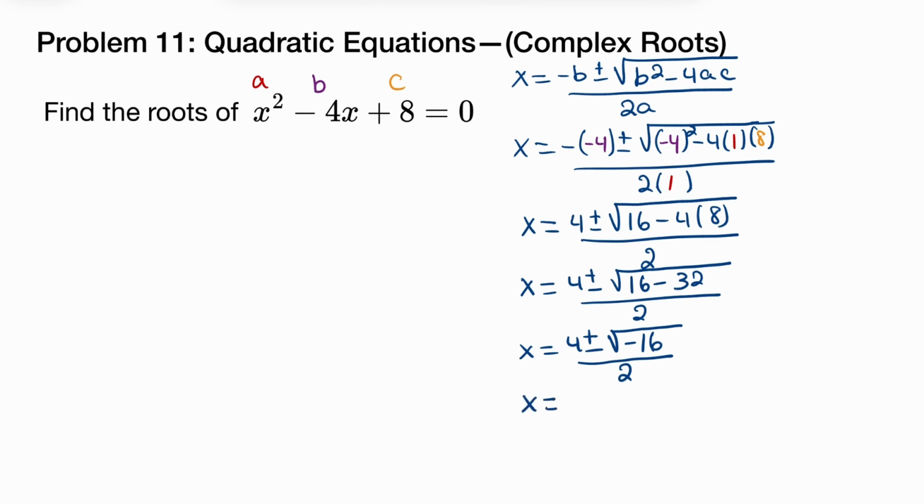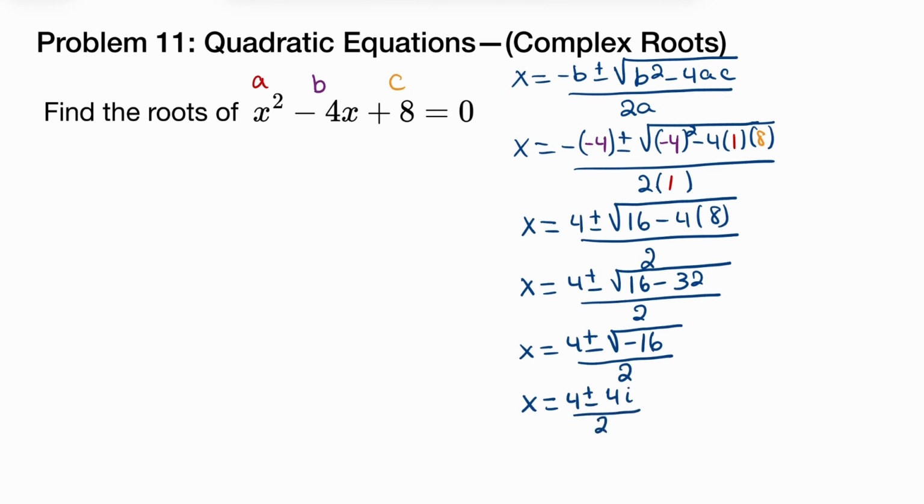Again, x equals 4 plus or minus. Notice that we have the square root of -16, and we know that the square root of -1 is i. The square root of 16 is 4. So this becomes 4i over 2.